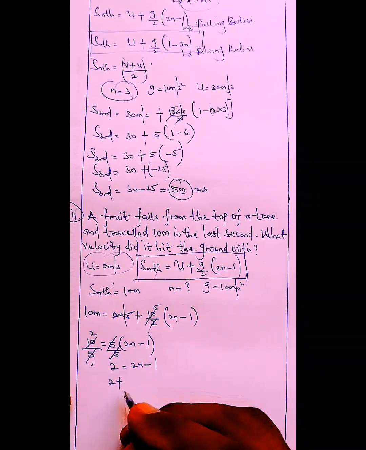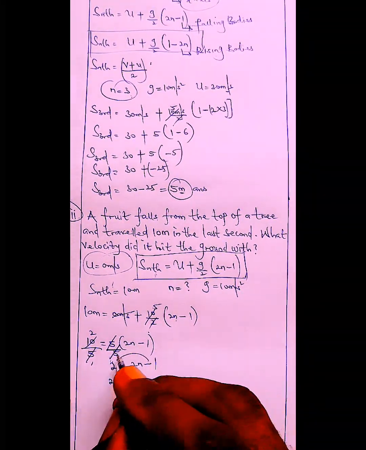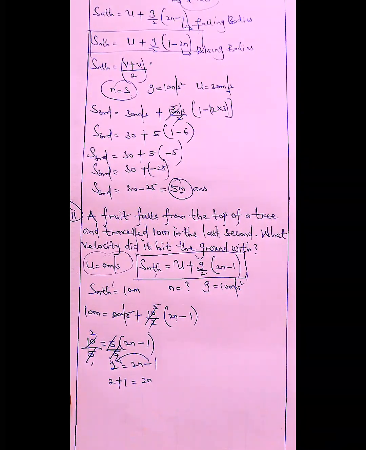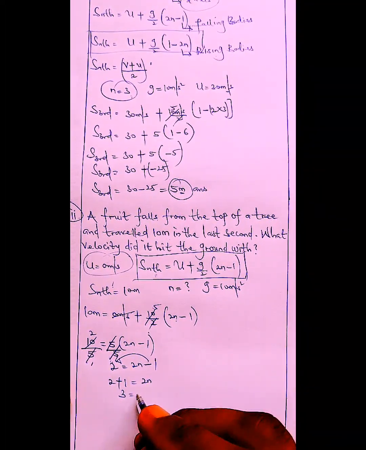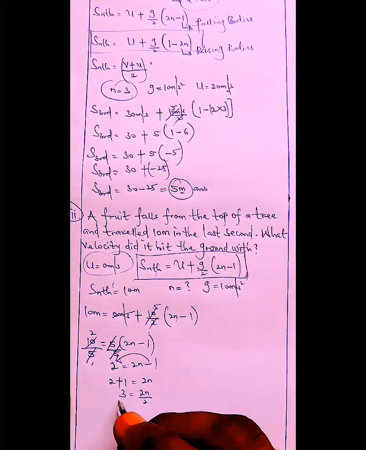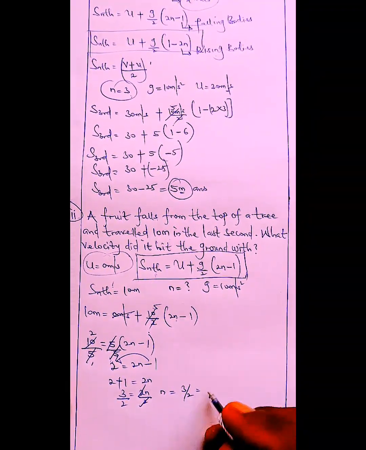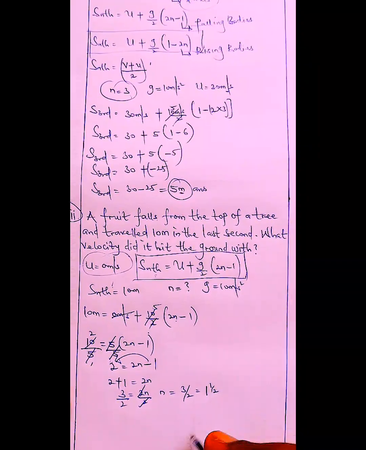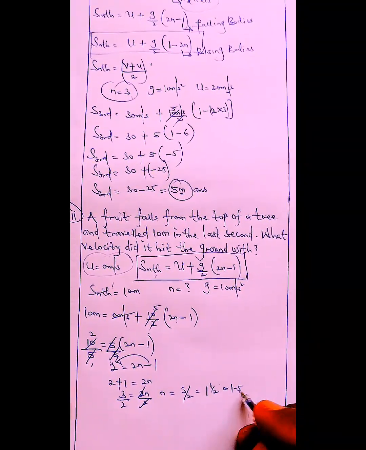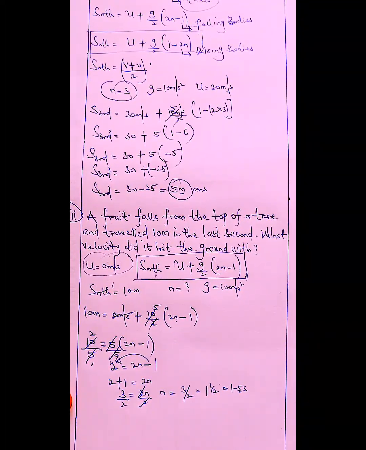So 2 plus 1, this crosses over to this place, equals 2n. So 2 plus 1 is 3, equals 2n. Divide both sides by 2. So n is 3 over 2, which is 1 and 1 over 2, or 1.5 seconds. So it was in the 1.5th second that the body covered the 10 meter distance we're talking about. So we've gotten our n already.